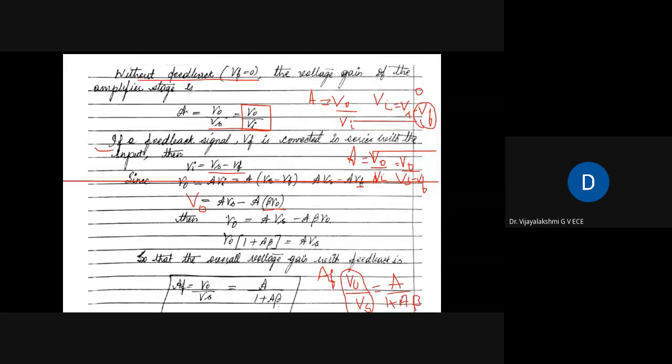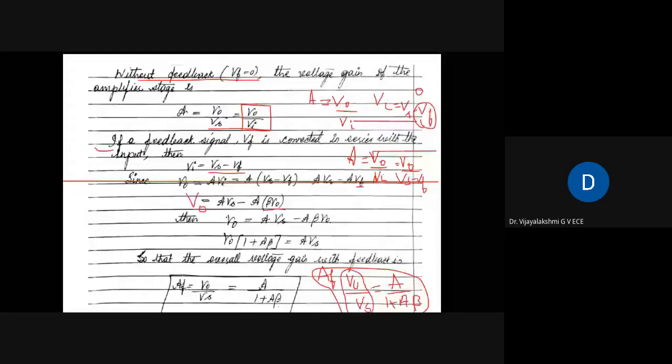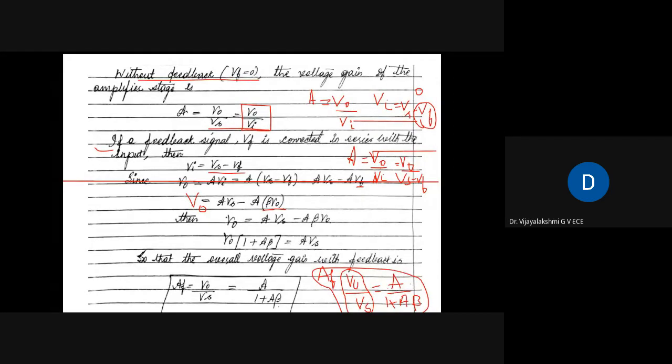That means what can you understand from this equation? From this equation, we understand that the gain with feedback is less when compared to gain without feedback. That means the gain is being reduced by a factor of 1 plus A beta. Earlier it was just A before giving the feedback. Now you give the feedback, it becomes A divided by 1 plus A beta. The gain is coming down.